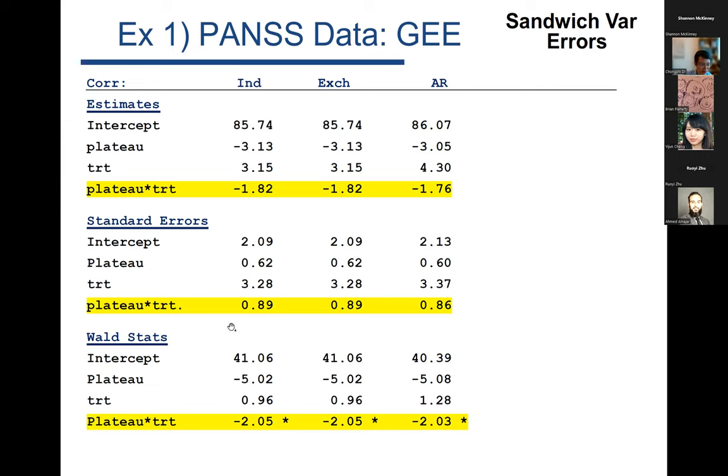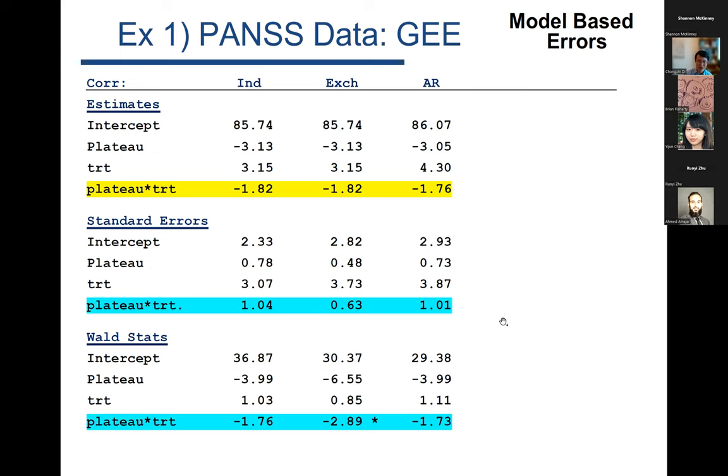But in this particular case, the interaction is what we are mostly interested in. And there you got smaller standard errors for the autoregressive, meaning this model is probably the most efficient among all of them. It gives you the most precise estimate, okay? Because the autoregressive correlation is the closest to the true correlation. So that's why you're able to use the most information from the data.